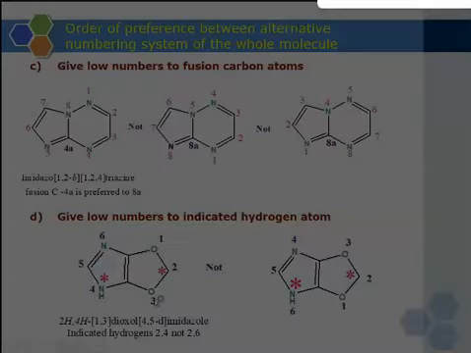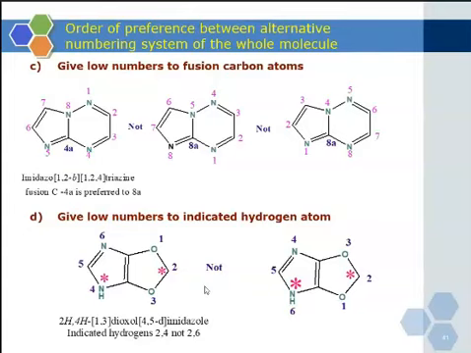Okay, here the numbering should be done in such a way that the saturated sites get as low a number as possible. Here we can see, if we number from this side, then the saturated sites get the positions 2 and 4. However, if we start the numbering from this end, then we get the saturated sites as numbers 2 and 6, which is higher. So this method of numbering is correct or preferred.